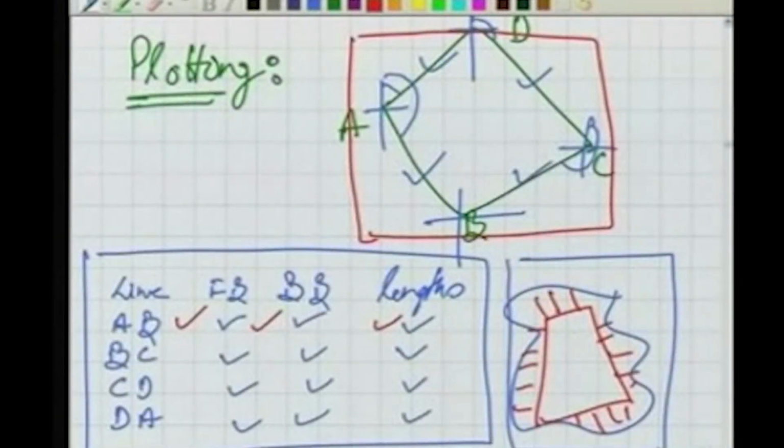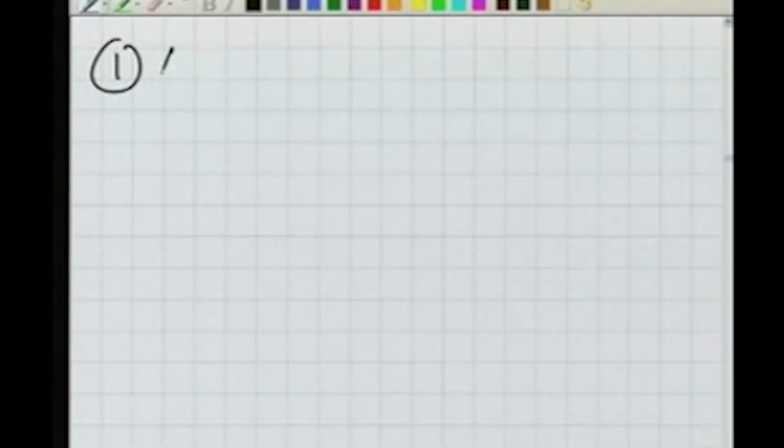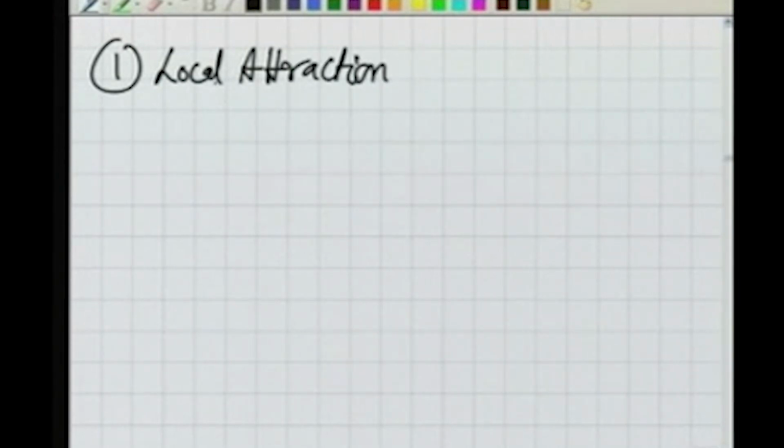Now once these observations are there, what all can we do with them? Number one, we need to look for local attraction. Before we go to plot, we cannot plot these observations directly, because something may be wrong with these observations. So we need to start looking into the errors.